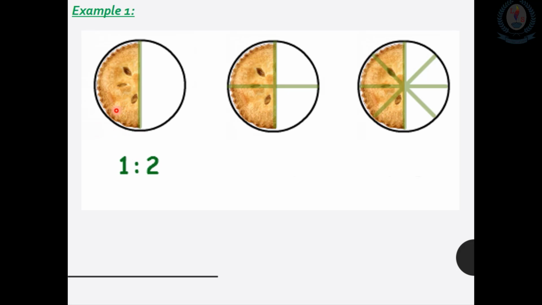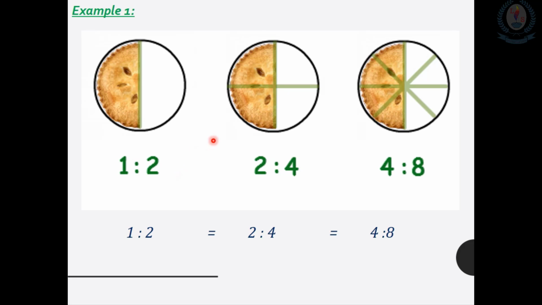Then, look at the second picture. What is the ratio of the pieces remained to the number of total pieces? Yes, it's 2 to 4. Then, in the same way, the ratio of the third picture can be given as 4 to 8. 4 pieces remained out of 8 pieces. 1 to 2, 2 to 4, 4 to 8.